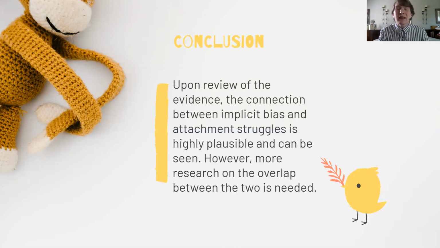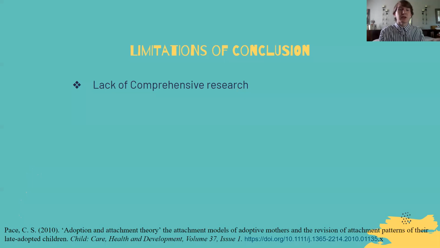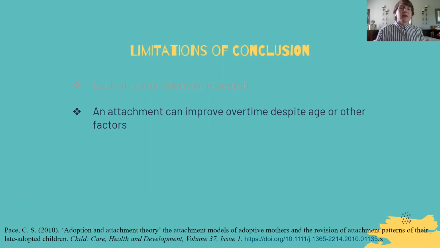Now, with this conclusion, there are some limitations. The first being that lack of comprehensive research that I just mentioned, and that I believe could point this in a more appropriate direction. The second being an attachment can improve over time despite age or other factors like the ones I mentioned previously that made it seem that adoptions always fail, because this attachment can improve, as seen through a study by the University of Rome, which was relatively small in nature but did show improvement over a short period of time.